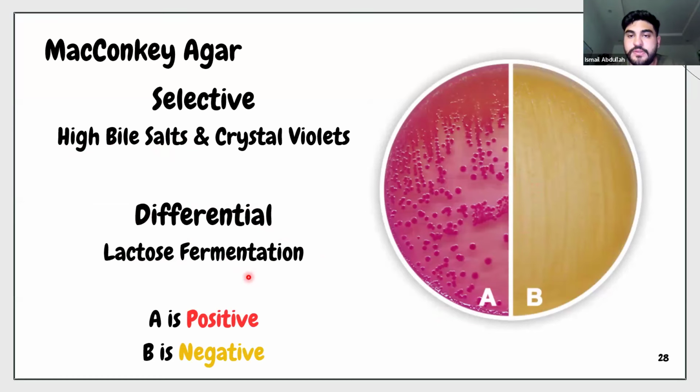Lactose fermentation. Those who ferment lactose are going to be pink in color. Those who do not ferment lactose are just going to remain colorless or yellow. If you think about it, it's exactly the opposite of mannitol salt agar. Tamam? Mannitol goes from pink to yellow. Here, it goes from yellow to pink if they actually ferment lactose. This is high yield as well. You might want to take note of this one.